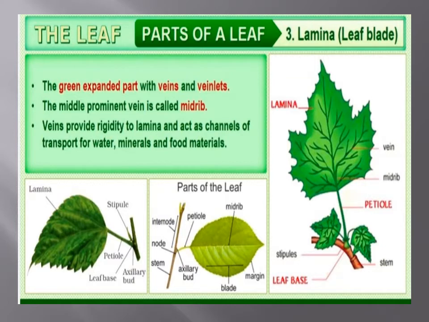Lamina or leaf blade. The green expanded part with veins and veinlets is called lamina. The middle prominent vein is called midrib. Veins provide rigidity to lamina and act as channels of transport for water, minerals and food material.